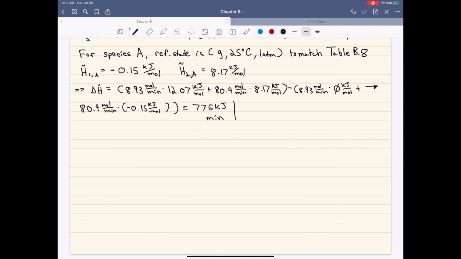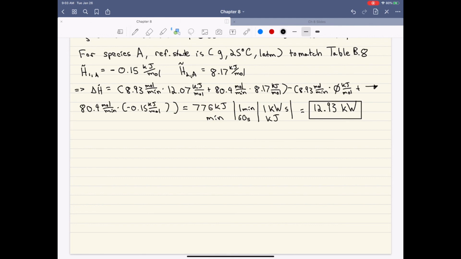But we need to convert this into kilowatts, so we need to convert minutes to seconds, and 1 kilowatt is 1 kilojoule per second. So our final answer is, in order to heat this gas from 20 degrees to 300 degrees, we need to add 12.93 kilowatts of heat. All right.